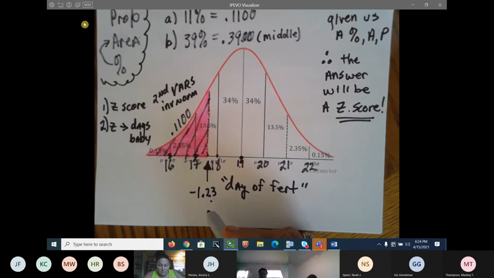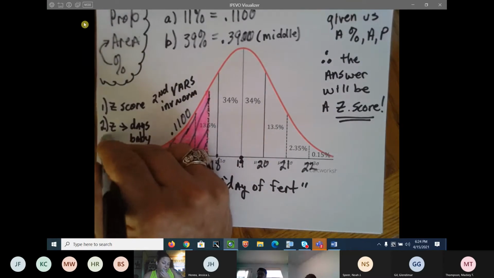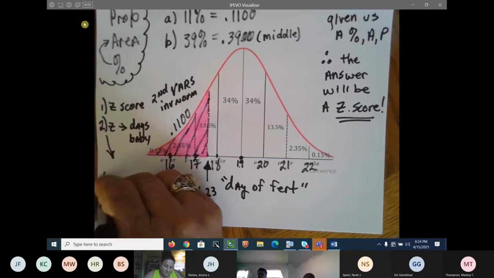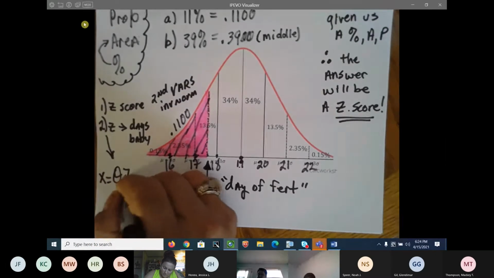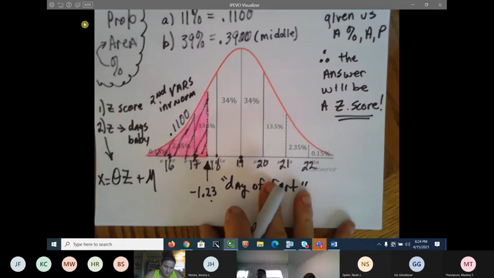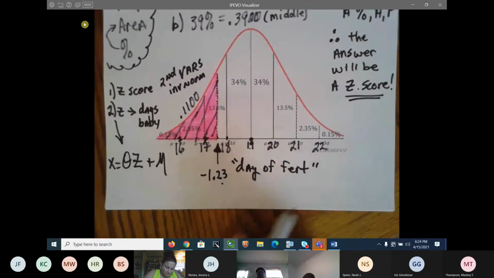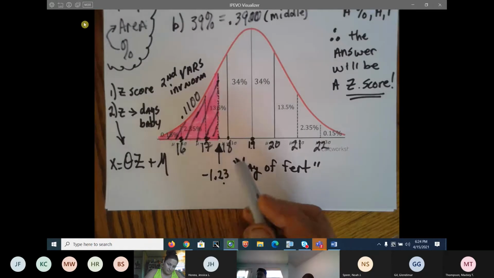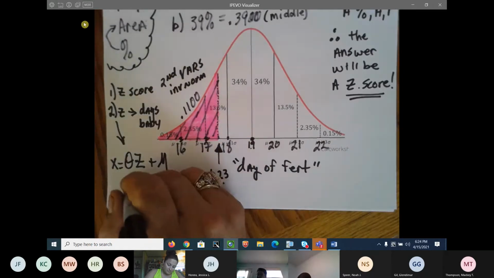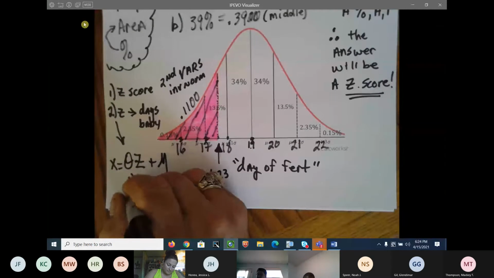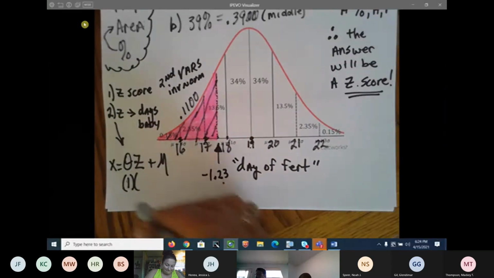All right, here it is. You ready? To do number 2, here it is. X is equal to Oz plus mu. Write that down. It's real easy to remember. Oz, like the Wizard of Oz, plus mu. Standard deviation times the z-score plus the mean. So our standard deviation is what? 1. So 1 goes right here. Our z-score is negative 1.23. And our mean is 19.